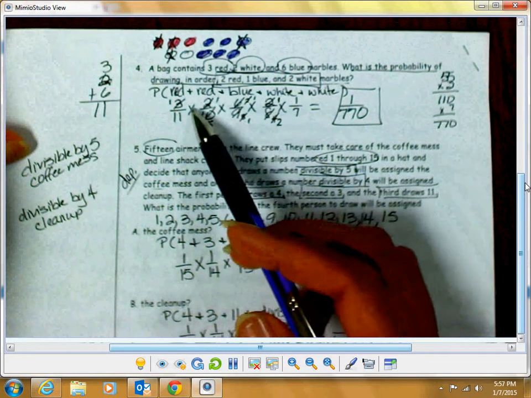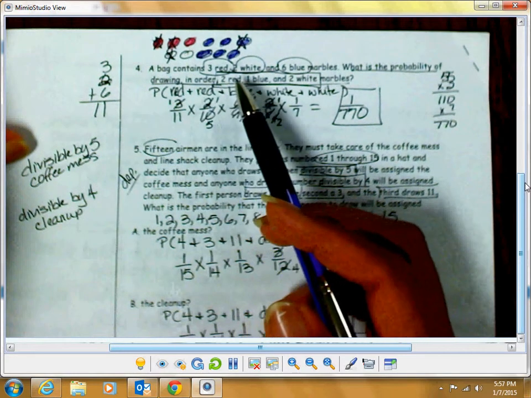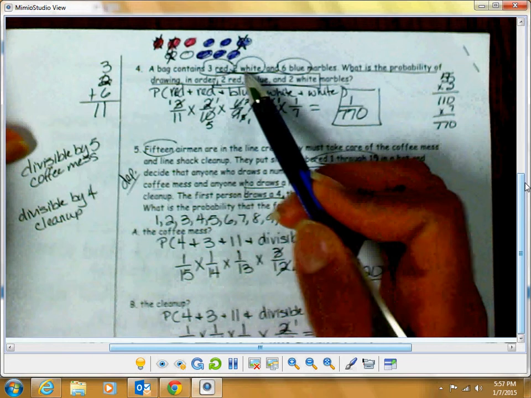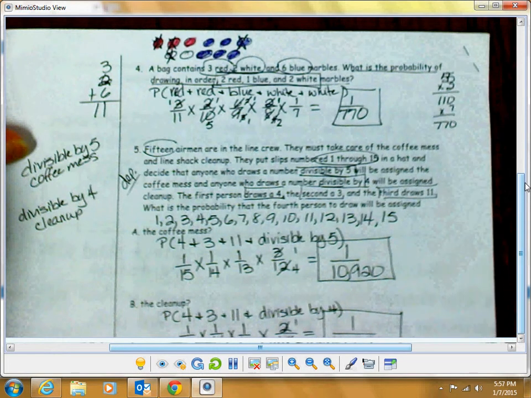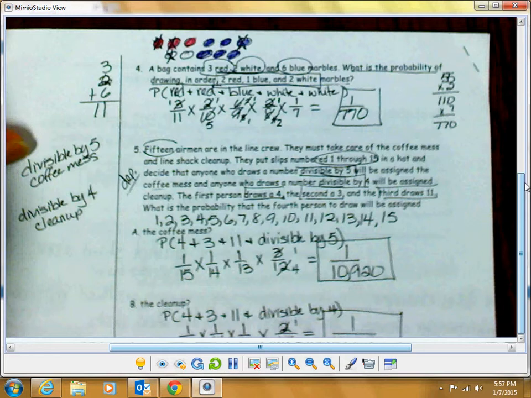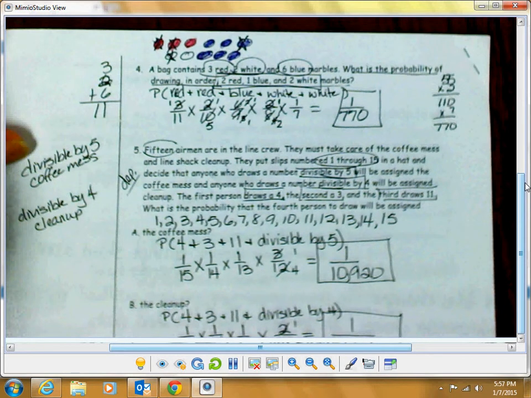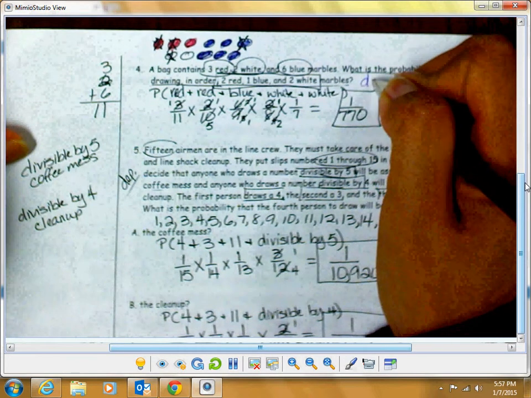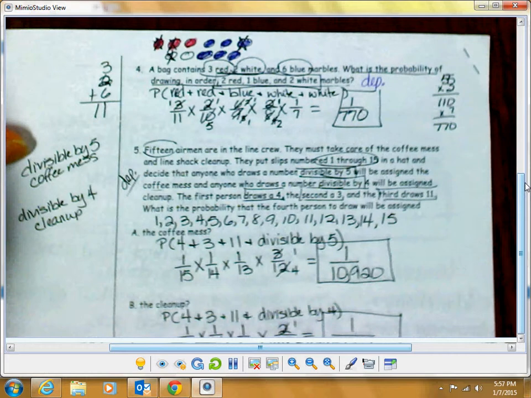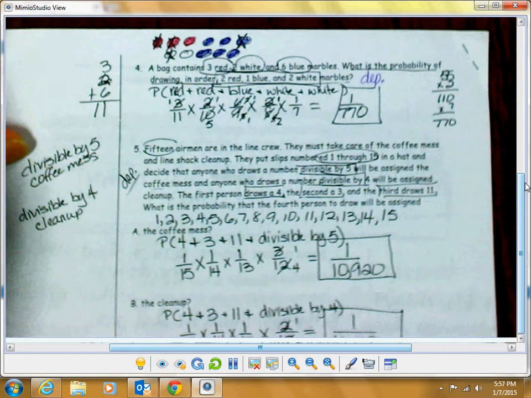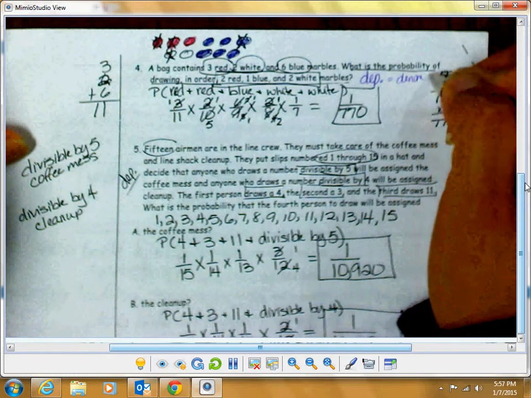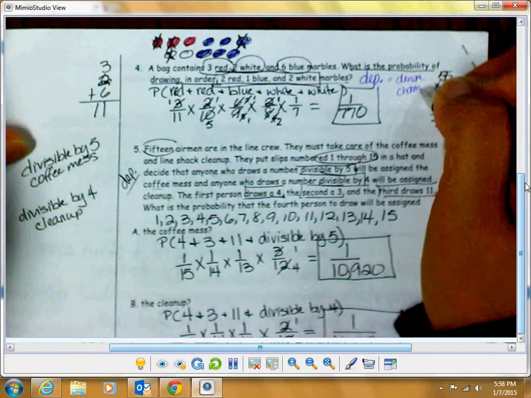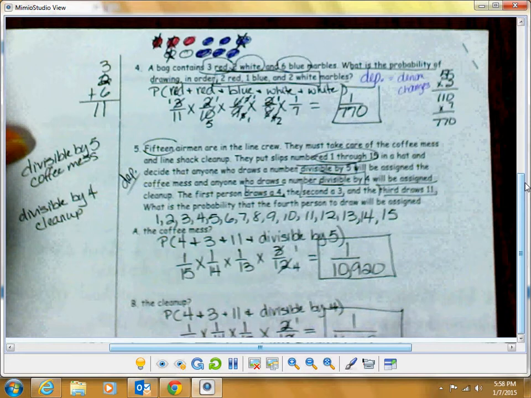Okay, so number 4, I have a bag containing 3 red, 2 white, and 6 blue marbles. And we want the probability of drawing in order 2 red, 1 blue, and 2 white. So this one was also a dependent probability because it didn't say that I'm putting anything back. So again, denominator changes. Didn't write that in class, so write it now.